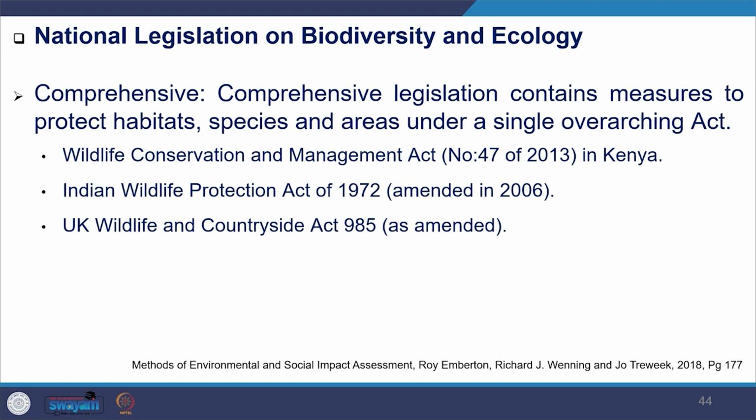You can have comprehensive legislation which contains measures to protect habitats, species and areas. So everything is in one umbrella act. For example, you have the Wildlife Conservation and Management Act from Kenya. Then you have India's Wildlife Protection Act 1972, which is also a comprehensive act. And then you can also see the UK Wildlife and Countryside Act 1985, which is again a comprehensive act.